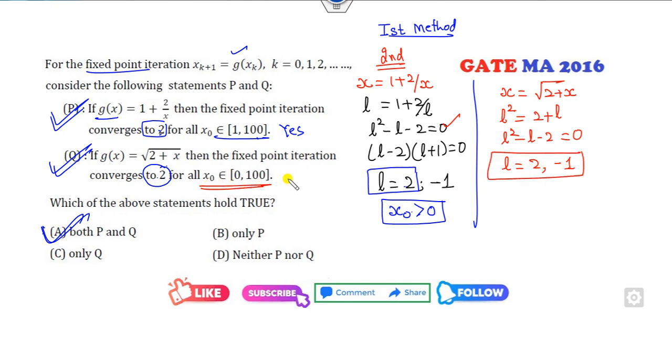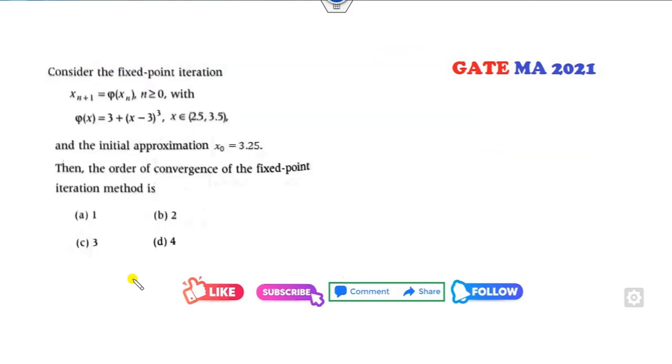And you can see again, x naught is greater than or equal to 0. That means a positive number. Once it is positive, then it converges to the positive limit. That's 2. So both are correct answers for this problem. You can apply either method, but the first method is quite easy. You can substitute this value and check whether it's satisfied or not.